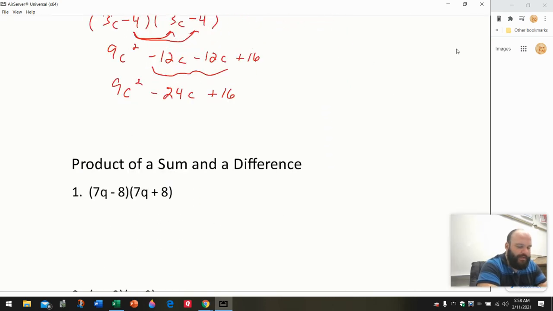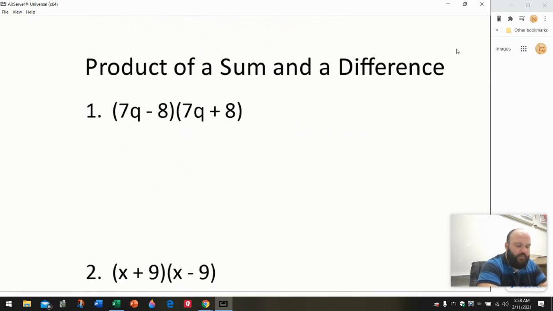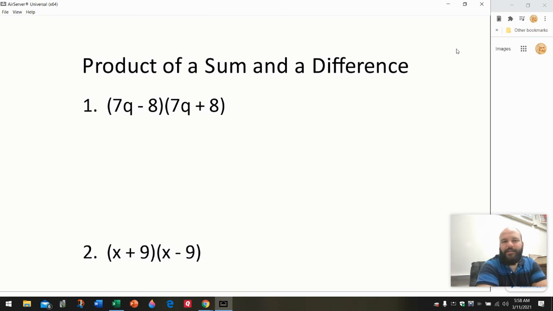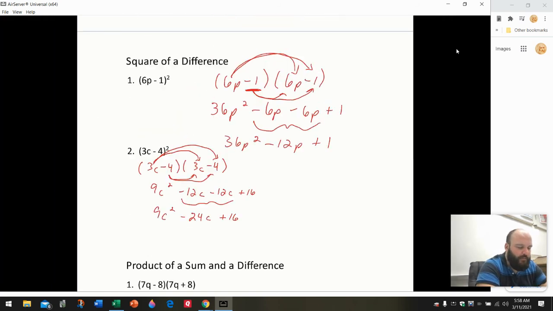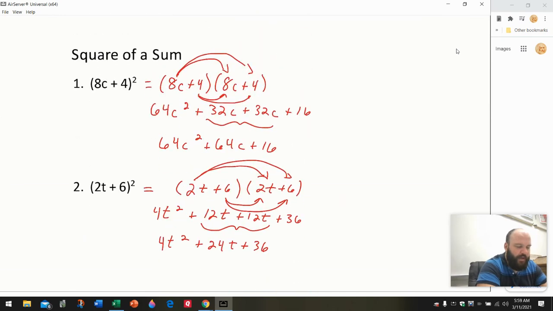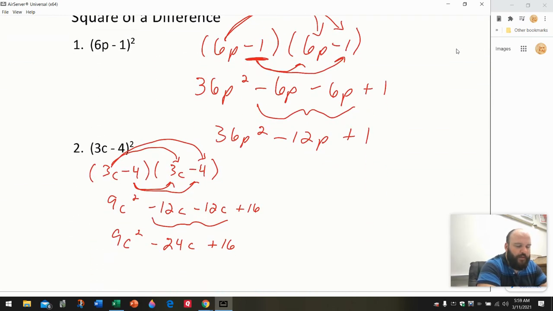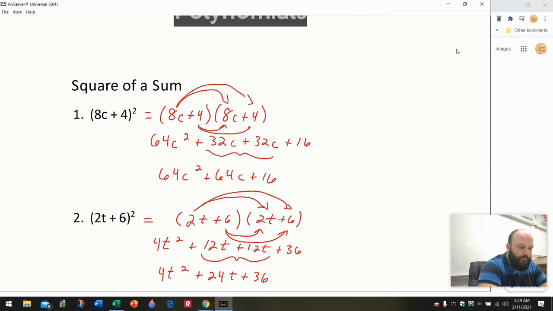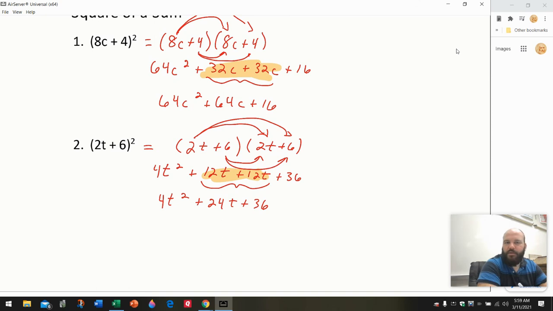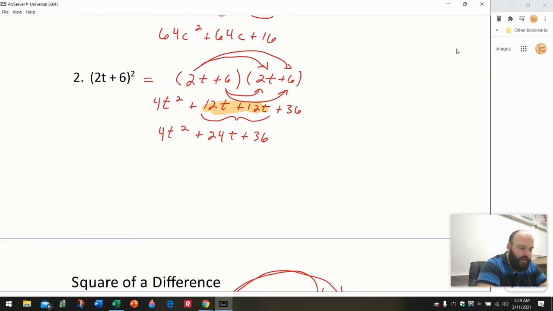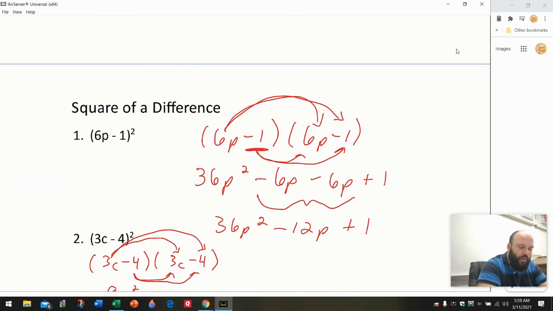Okay, now the last thing I'm going to show you is what happens when you have a product of a sum and difference. Now, this is a little bit different than the last two. If you noticed in the first one and the second one, when you FOILed them out, you always ended up with two terms in the center that were the same. So you can see in the first one, there was 32c and 32c and 12t and 12t. And there's a reason why that happens.